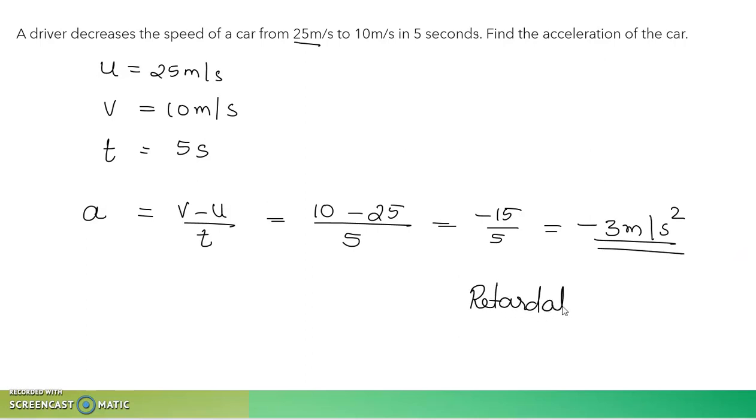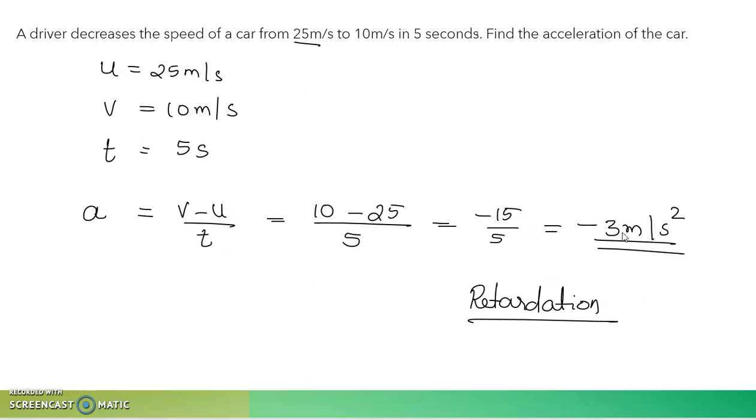Why is it retardation? Because the car's speed is decreasing. It is slowing down, right? The brakes are applied and the car is slowing down. Sometimes it stops also. So we get a lot of questions in this form. I've just shown you the basic application of the formula. So it's a retardation.